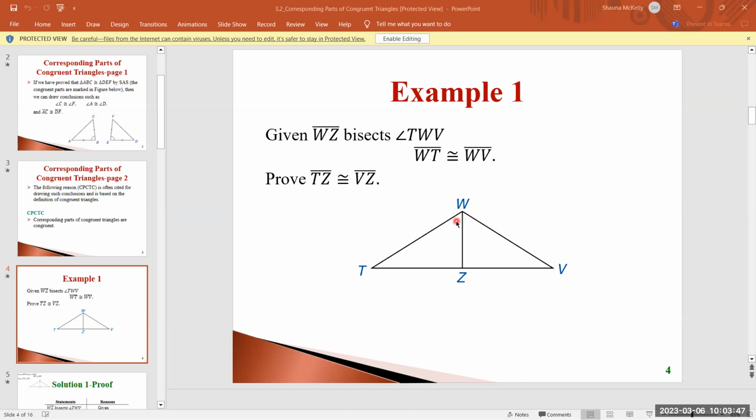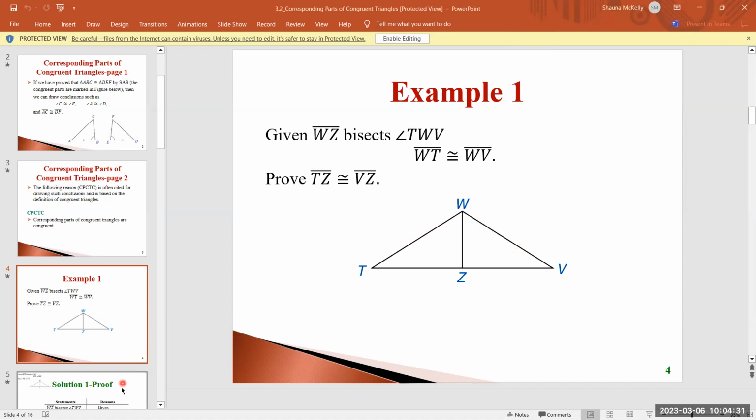So that means this part, TWZ, not the triangle, but the angle up here, will equal the angle VWZ here, because it bisects the angle. So we know that these two are congruent because that's the definition of an angle bisector. And WT right here is congruent to WV right here. Let's look at the proof on the next slide.